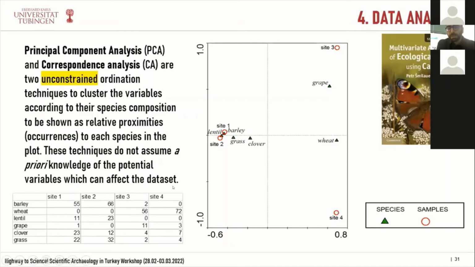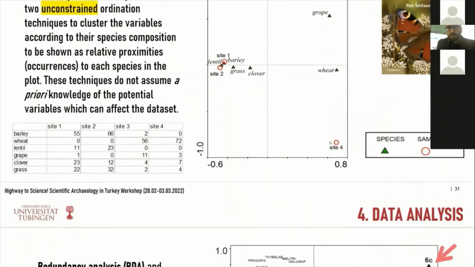So in this case, correspondence analysis and principal component analysis are just clustering the variables according to their relative proximities, occurrences to each species. Here you can see that in site 1 and site 2, there are lots of lentil and barley remains. In site 3, there are some grape remains, but in site 3, for example, there are much fewer wheat grains. So the basic logic is like that.